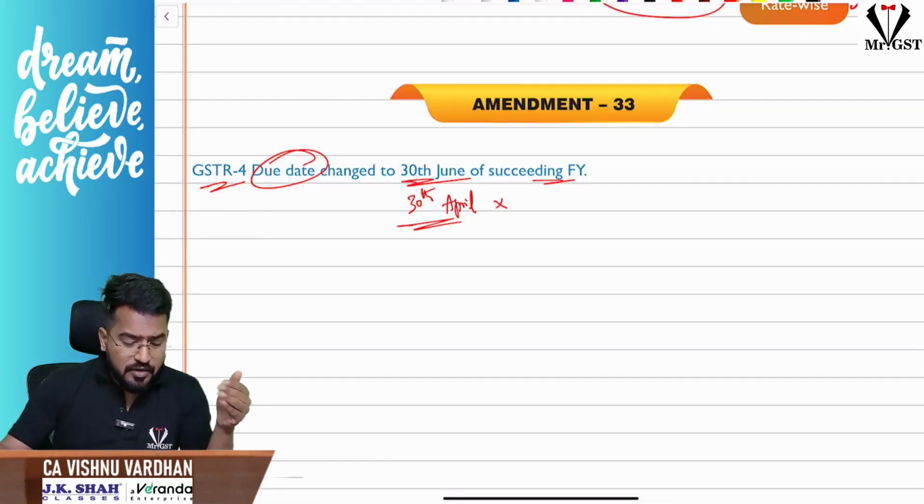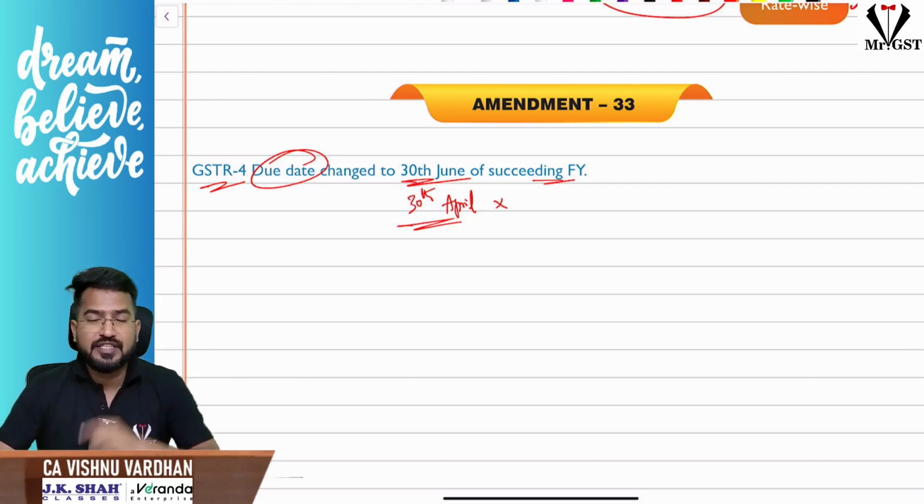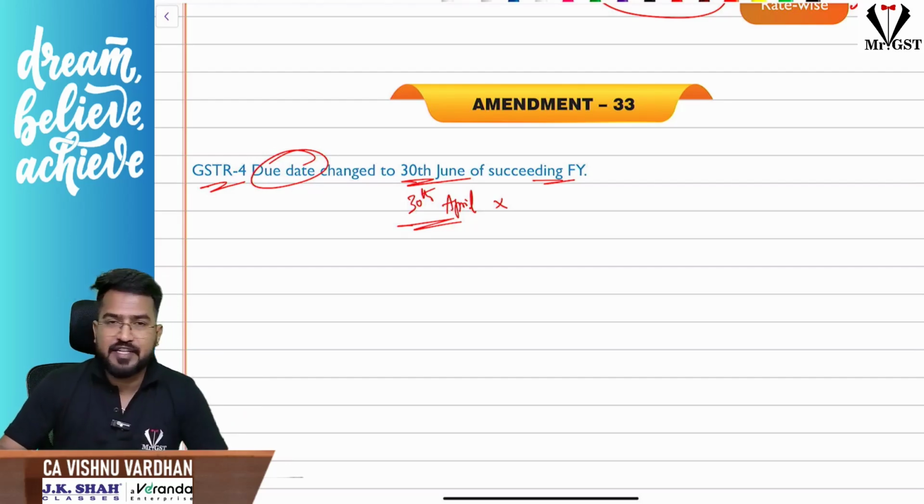Next, the GSTR 4 due date. Earlier the GSTR 4 due date was 30th April of the succeeding financial year. Now they have changed it to 30th June of the succeeding financial year.